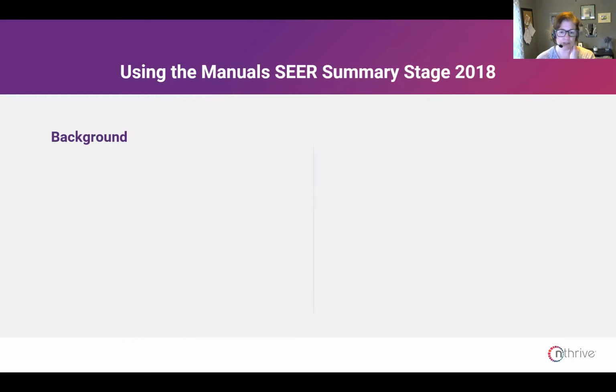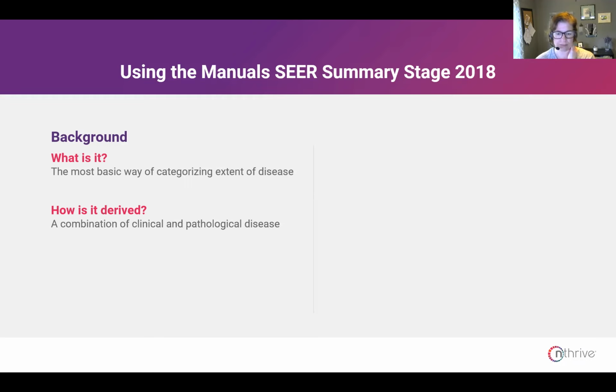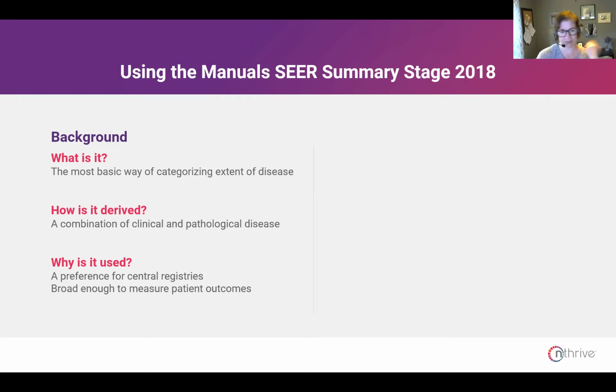Now for some background and general pointers for using SEER Summary Stage 2018. What is summary stage? Well, it's the most basic way of categorizing how far a cancer has spread from its point of origin. How is it derived? Summary stage is a combination of the most precise clinical and pathological factors. Why is it used? Many central registries, including SEER, hence the name SEER Summary Stage, prefer summary stage in place of or in addition to AJCC because it's broad enough to measure patient outcomes.